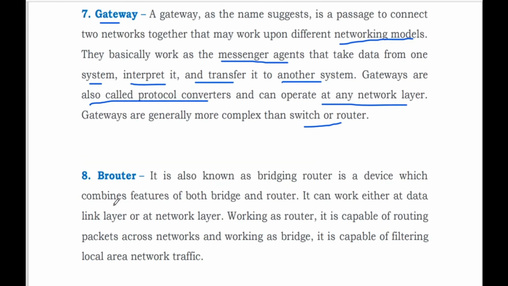And finally you have the last device, that is the B router. It is also known as a bridge router. It is a device which combines features of both bridges and routers. It can work either at the data link layer or at the network layer. Working as a router, it is capable of routing packets across networks, and working as a bridge, it is capable of filtering local area network traffic.